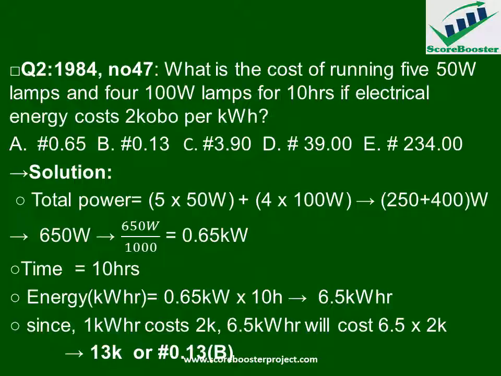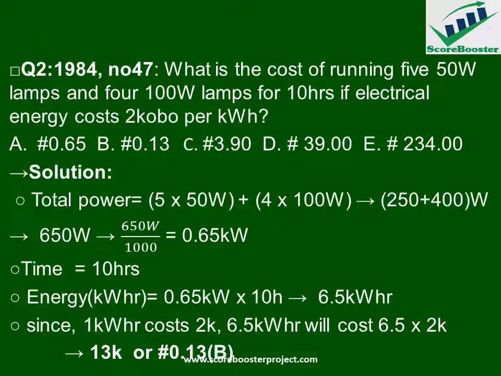So 250 plus 400 will give us 650 watts. So we need to convert it to kilowatts by dividing it by 1000. So 650 watts divided by 1000 will give us 0.65 kilowatts.